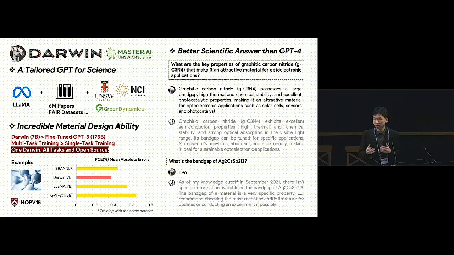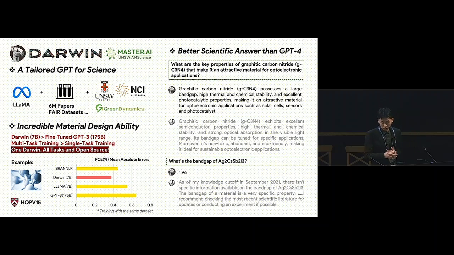And also you can ask about some rare compounds. For example, what's the band gap of this very rare compound? We can answer, but GPT says that it didn't know that. This is because we train with a lot of papers and it knows those things, and also it can do some prediction.